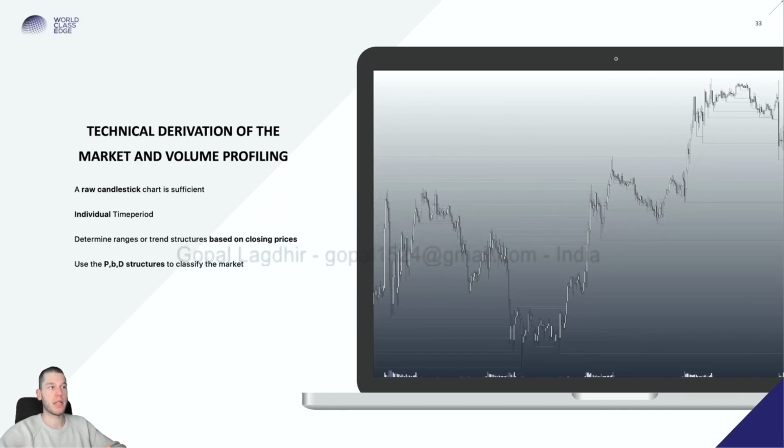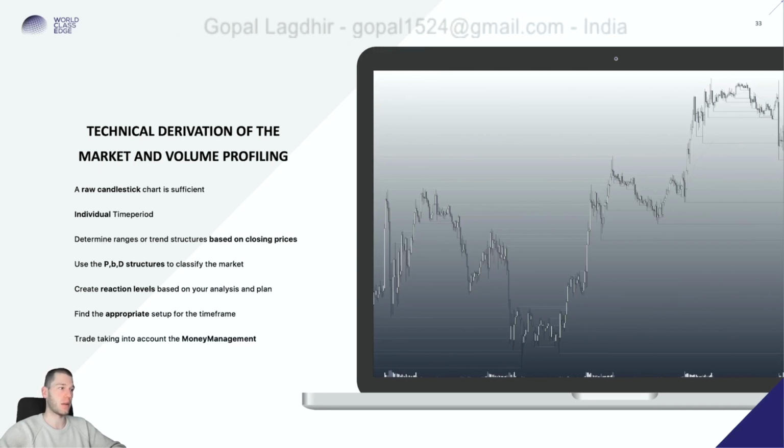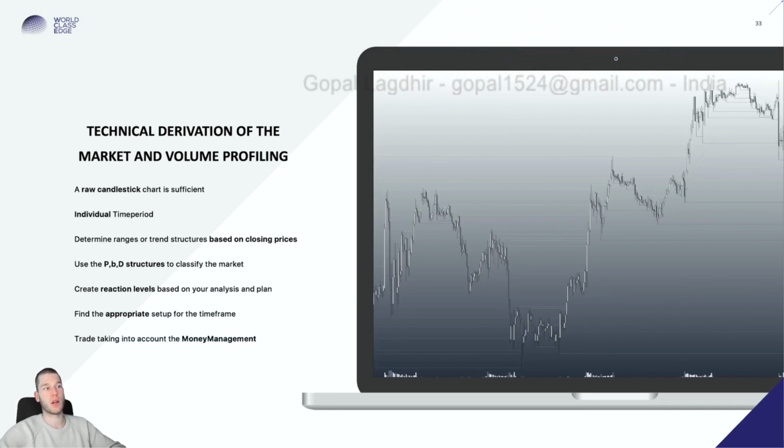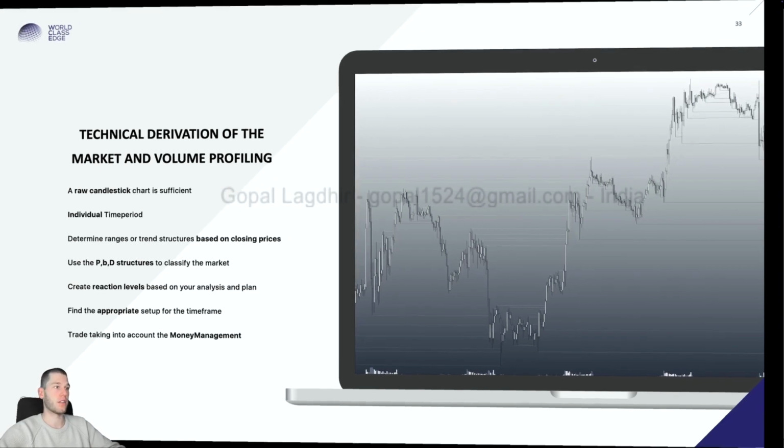We will use P, B and D structures to classify the market, whether we are in an uptrend or downtrend, whether we have long continuation and strength in an uptrend, or short covering, so short positions getting closed, or long liquidations, depending on whether a P or B appears in an uptrend or downtrend. We will create reaction levels based on the analysis, so where we look for trades, where we enter, where we put our stop losses, and we will find the appropriate setups for the appropriate time frames. We will also take money management into account, but there will be a whole series about that topic itself.